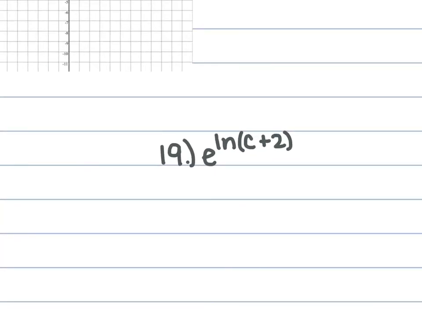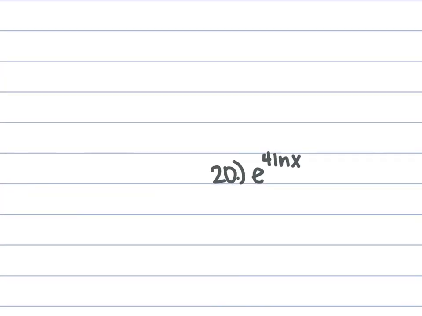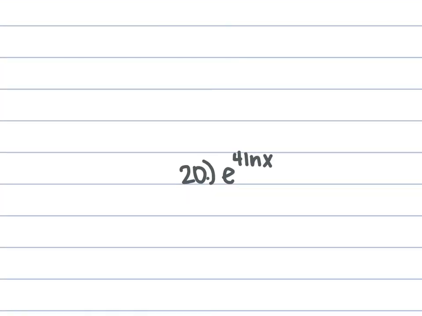For 19, e to the power of ln times c plus 2. The e and the ln cancel each other out, so we're just left with the c plus 2. And then for 20, e to the power of 4 ln x. The 4 is the exponent on the x, so we can rewrite this as e to the power of ln x to the 4th power. Now that e and that ln cancel out, so it's just x to the 4th power.